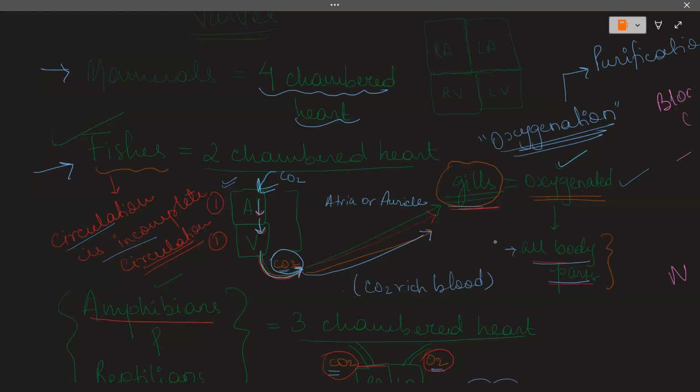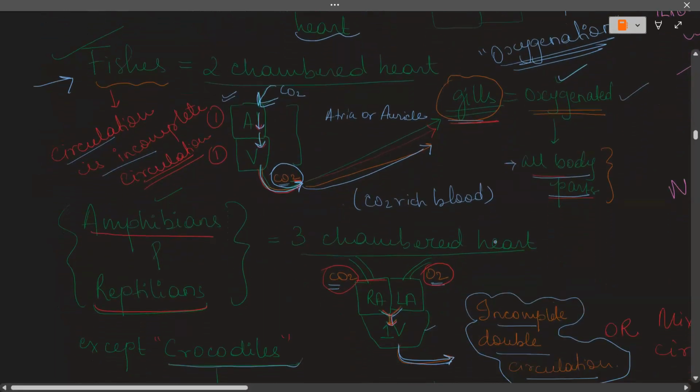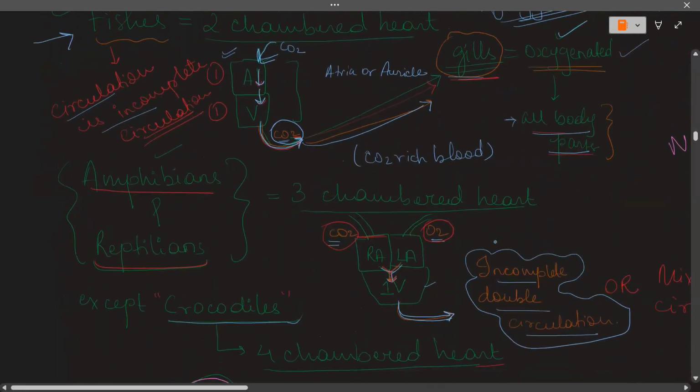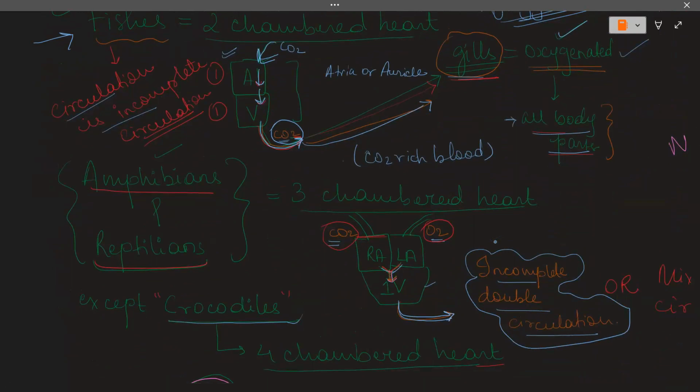Did you people understand this whole thing? How the circulation happens in the fish's body? Yes, understood, ma'am. Very good. Now you write about the circulation in amphibians and reptiles. Circulation in amphibians and reptiles.